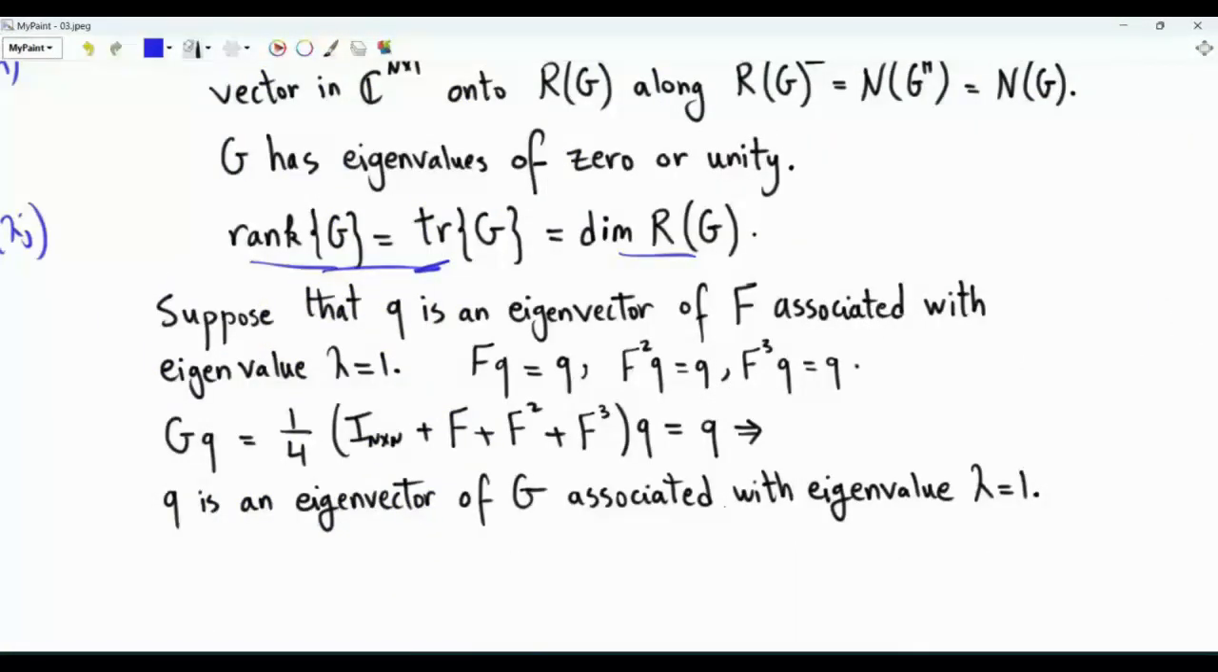Suppose that Q is one of the eigenvectors of the unitary DFT matrix associated with eigenvalue lambda equal to 1. FQ is equal to 1 times Q, and F squared Q is equal to Q, and F cubed Q is equal to Q. If we apply G to Q, if we multiply Q from the left by G, G is 1/4, and then we have this sum. Now identity times Q is Q, F times Q is Q, because Q is an eigenvector of F associated with the eigenvalue 1. F squared Q is Q, F cubed Q is Q. So this bracket times Q is 4Q divided by 4, that's Q. So we have GQ is equal to Q. Q is an eigenvector of G, and the associated eigenvalue is equal to 1.